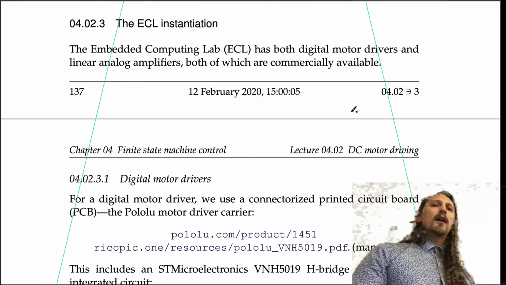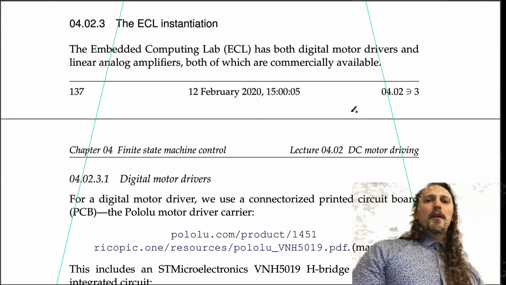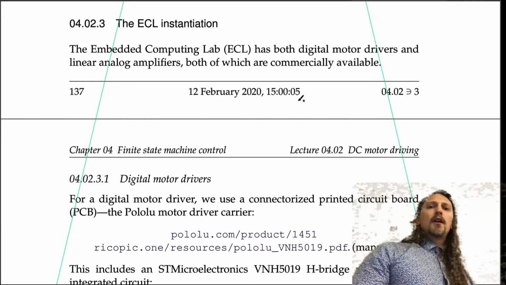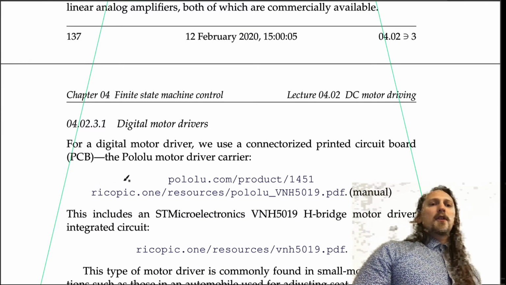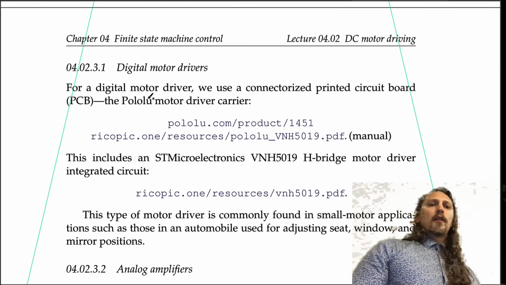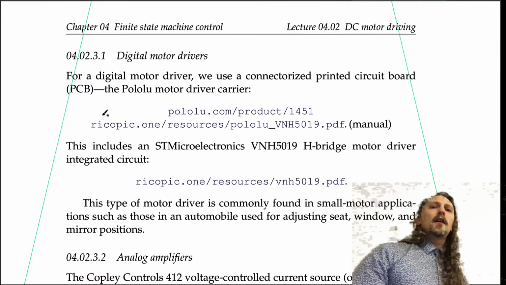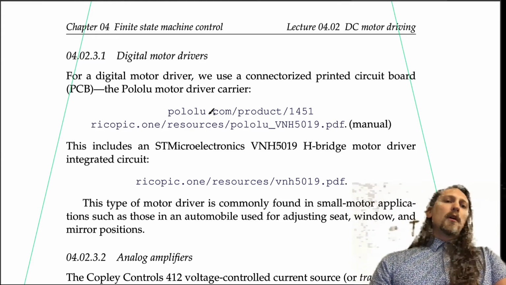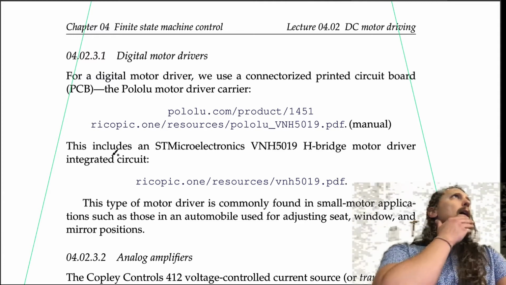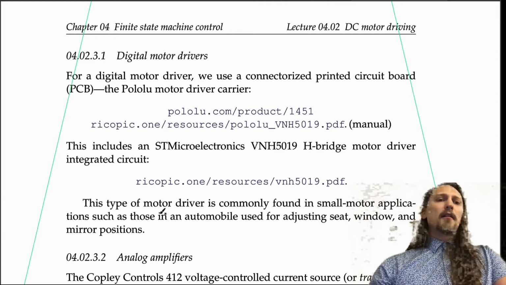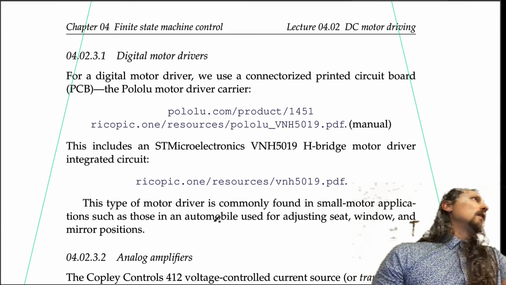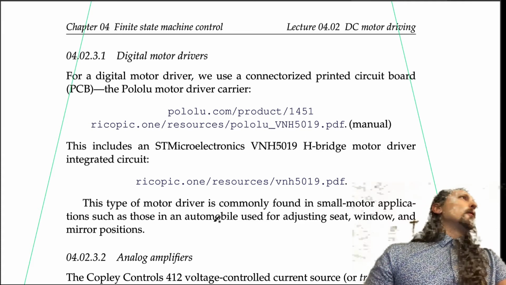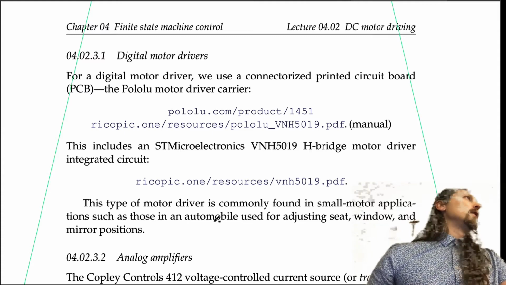Okay, finally, we'll talk about what's in the lab. The embedded computing lab has both digital motor drivers and linear analog amplifiers, both of which are commercially available. The digital motor drivers are from Pololu. They come on connectorized circuit boards called carrier boards. The drivers are actually a common automobile motor driver, so they might show up in rolling your window up or down in the car, or moving your seat forward or backwards.